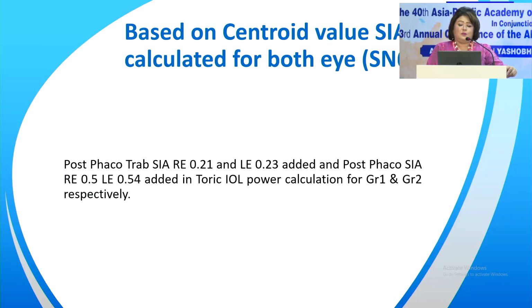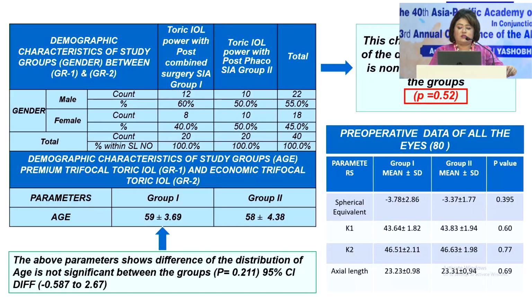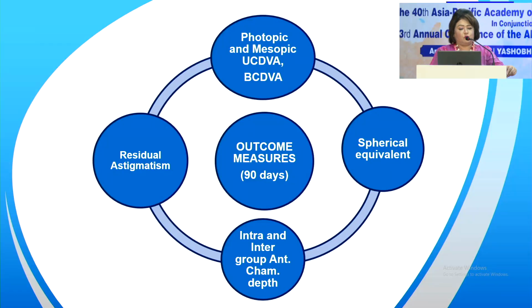Based on centroid value, SIA was calculated, and we found that post-Phaco Trab SIA was low, 0.21 and 0.23, and post-Phaco SIA was 0.5, 0.54, because our primary incision is maybe at 150 degree and our Trab is at 90 degree always. So this is the spherical equivalent, K1, K2, axial length, all comparable. Outcome measures were photopic and mesopic UCDVA, BCDVA, spherical equivalent, intra and intergroup anterior chamber depth, residual astigmatism.